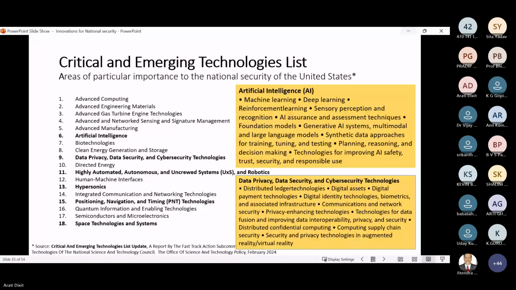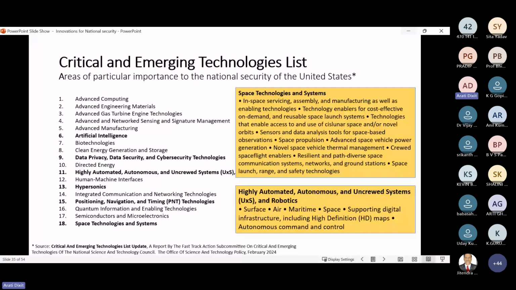And space technologies, like in-space servicing, assembly and manufacturing, as well as enabling technologies, or sensors and data analysis tools for space-based observations and space launch, range, and safety technologies, and so on. And highly automated or autonomous and unmanned systems and robotics, like on surface or air or maritime and so on. So these are different areas and technologies and sub areas in each one of them.